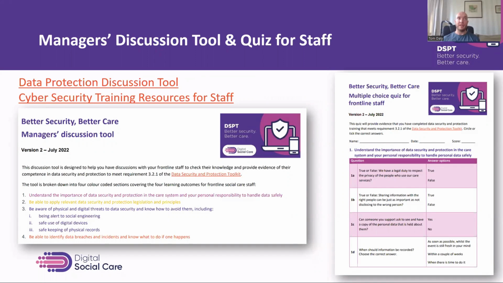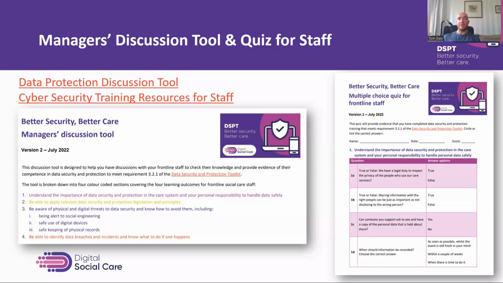So there's also an additional manager's discussion tool here. This is really looking at how you're going to protect frontline staff and check their knowledge and provide some evidence of their competence, because we're mindful that sometimes the toolkit isn't something that is relayed throughout the organisation. So this is going to be really helpful to disseminate that process to ground level and ensure that you're realising that maximum benefit from the DSPT self-assessment.